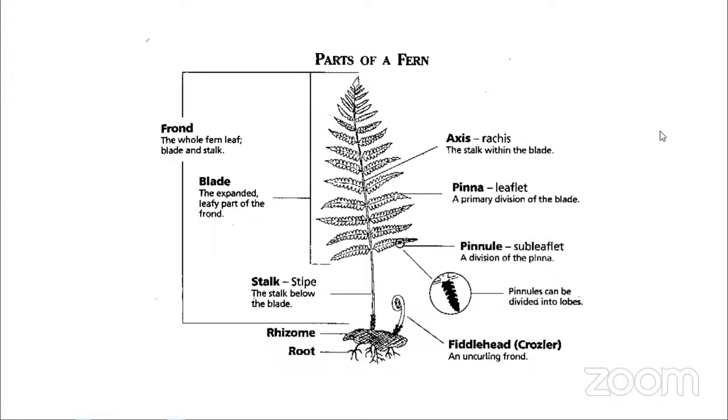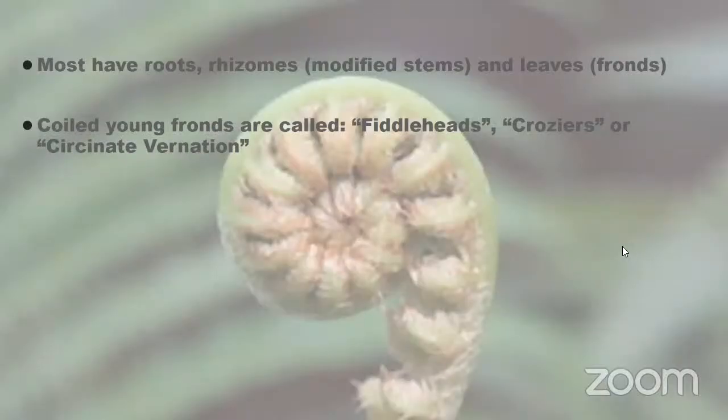Lots of variation when we're talking about different plants. So most ferns do have roots. They also have these rhizomes, which are a modified version of a stem, but are going to kind of look like a root. And we'll see leaves that we're now going to call fronds. Our little young fronds are called fiddleheads, or sometimes croziers, or circinate vernation. I've literally never heard anyone say that out loud, but it is an equivalent term. So in the early spring, when people are looking to eat ferns, this is what they're looking for. These are the fiddleheads, these little baby ferns.